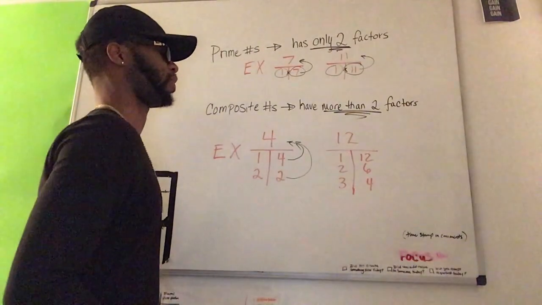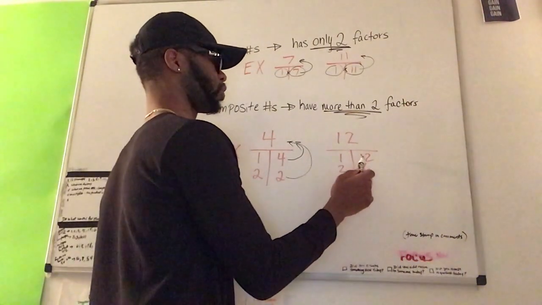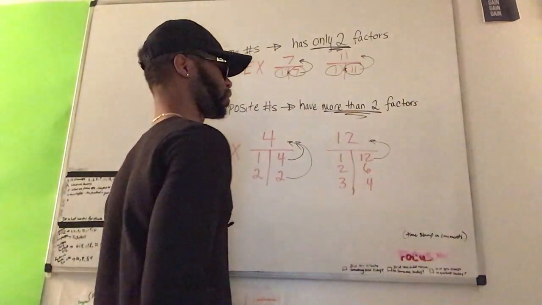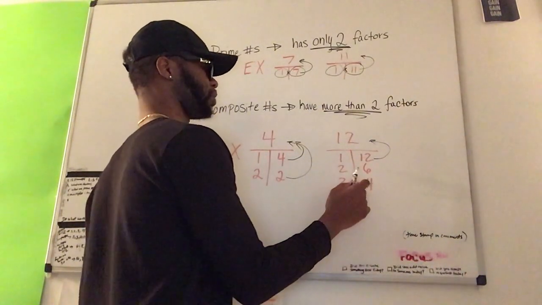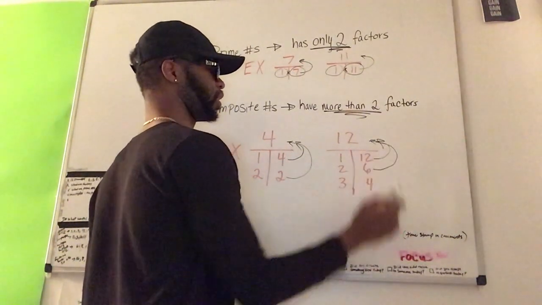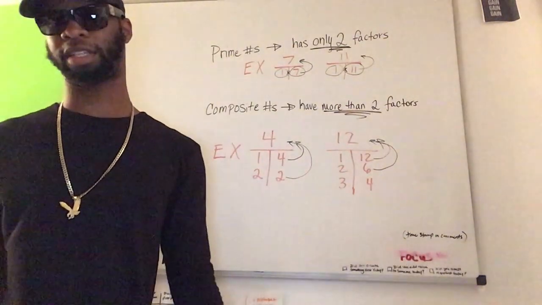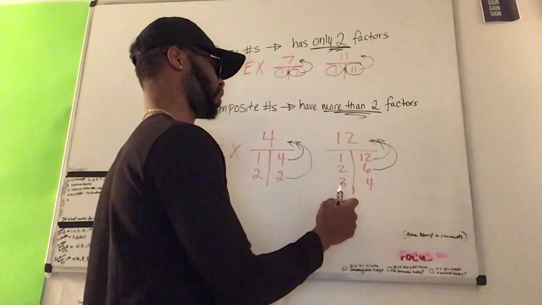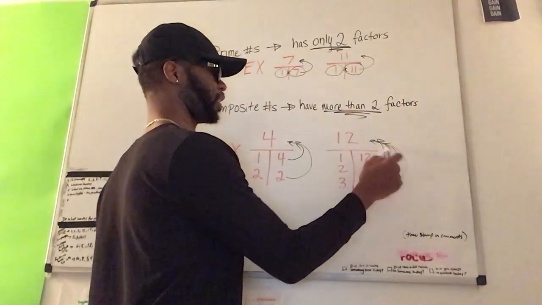Let's look at 12. I can multiply 1 times 12 equals 12. I can also multiply 2 times 6. That will give me 12. Is there anything else I can multiply together to get 12? Sure there is. 3 times 4. That gives me 12.